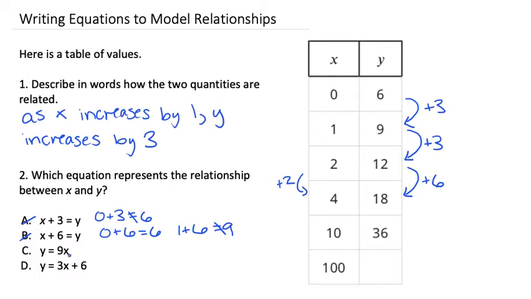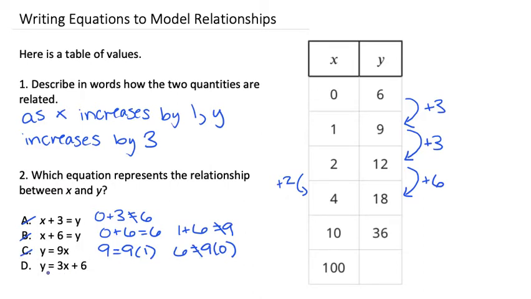Equation C, y equals 9x. Now this one would work for the second row, 1 and 9, because 9 equals 9 times 1. That works. But if we go back and test our first row, 6 equals 9 times 0. 9 times 0 is 0, so it doesn't work.